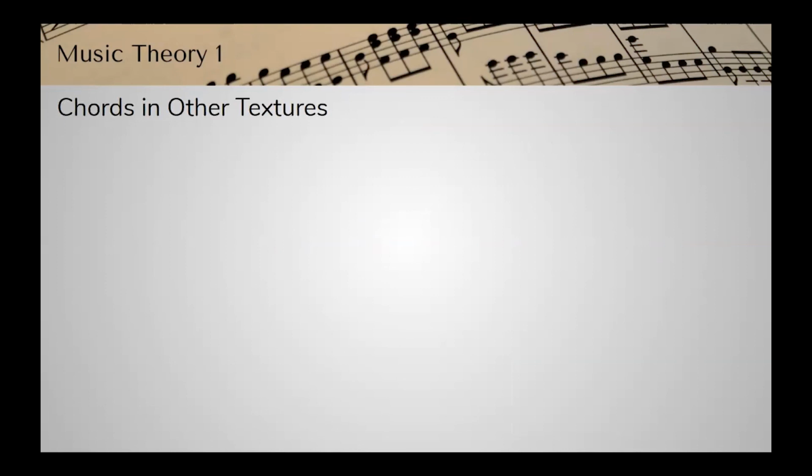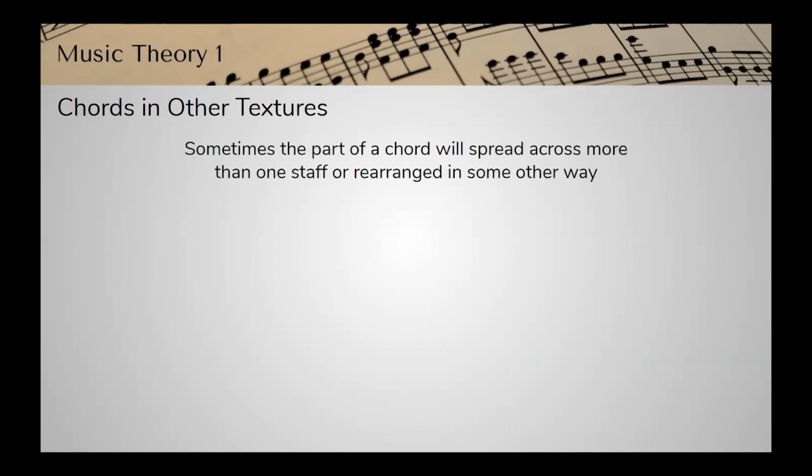Okay, and then finally, one thing that can kind of get confusing is trying to find out what chord we have in a texture where the notes aren't all stacked up like we've had. Sometimes the parts of the chord will be spread out across more than one staff or rearranged in some other way, such as this, right? So this is a chord, obviously, but it's not a nice, snowman looking thing where we have a stack of thirds. It's all kind of spread out.